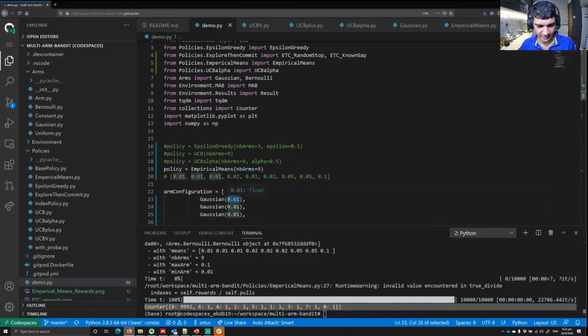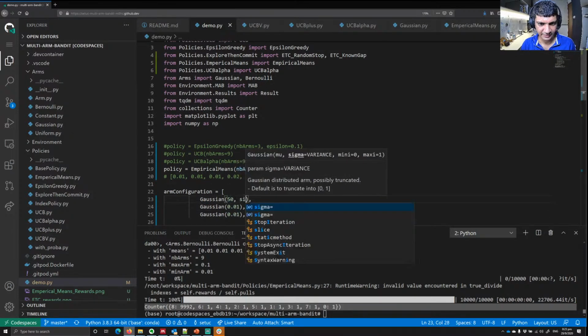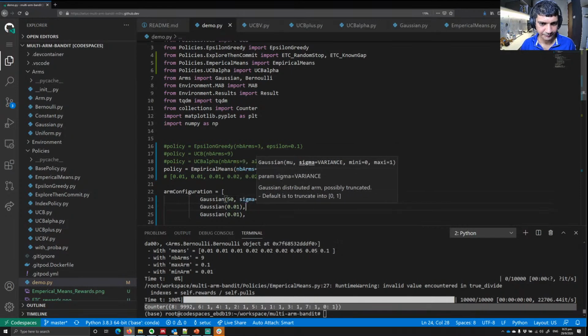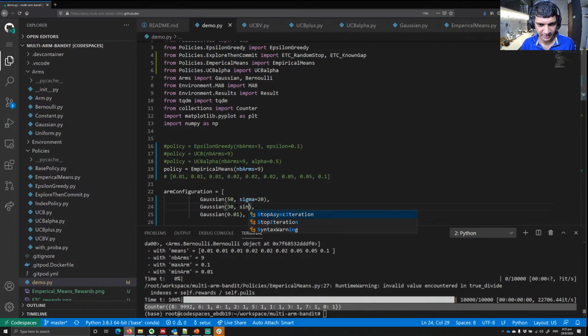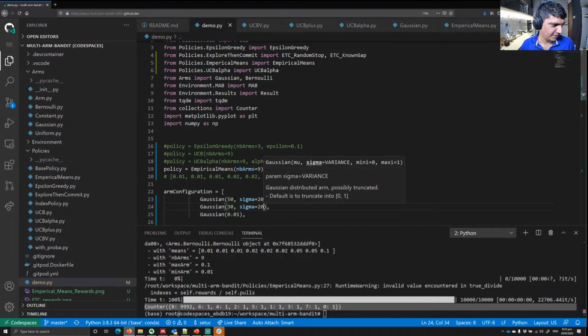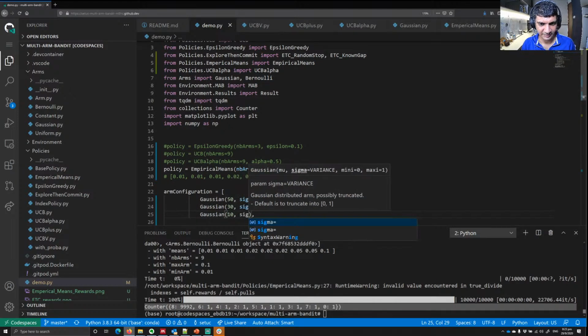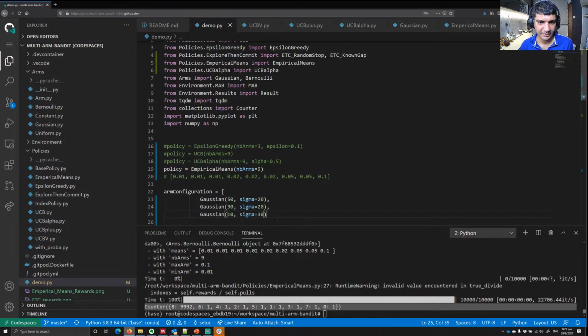So let's pick an arm with mean 50 and sigma of 20. Then let's pick another arm with 30 and sigma of 20 again. Do you have any other suggestion? Let's do 10 and give a bigger sigma value, let's say 30. So this becomes a slightly more difficult problem to play with.